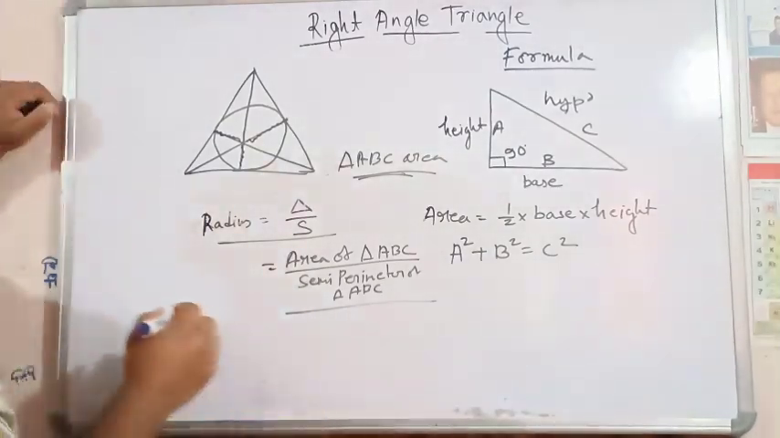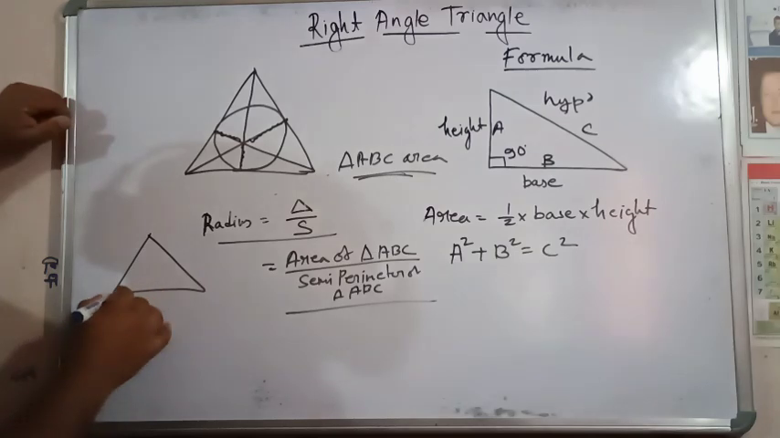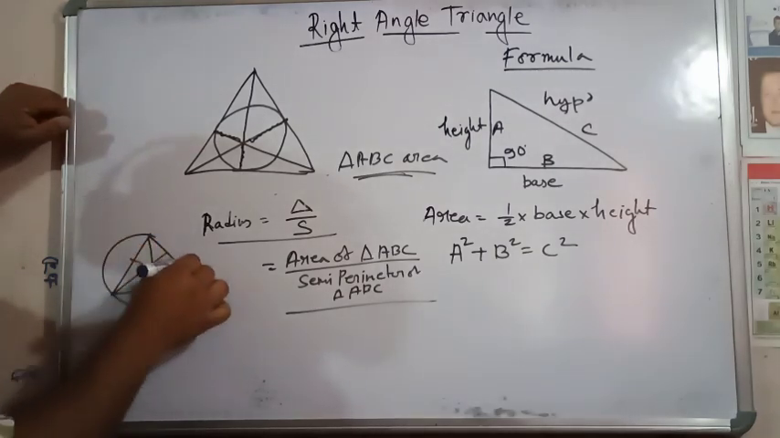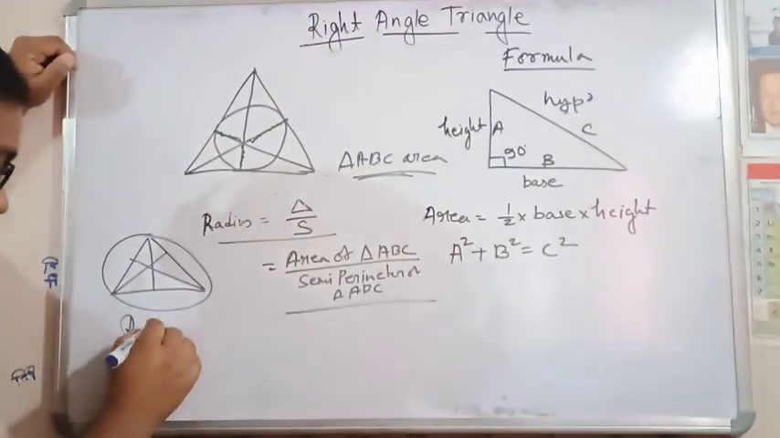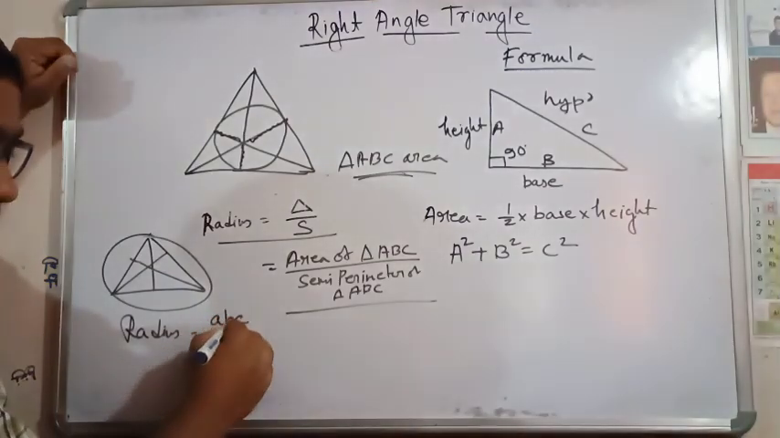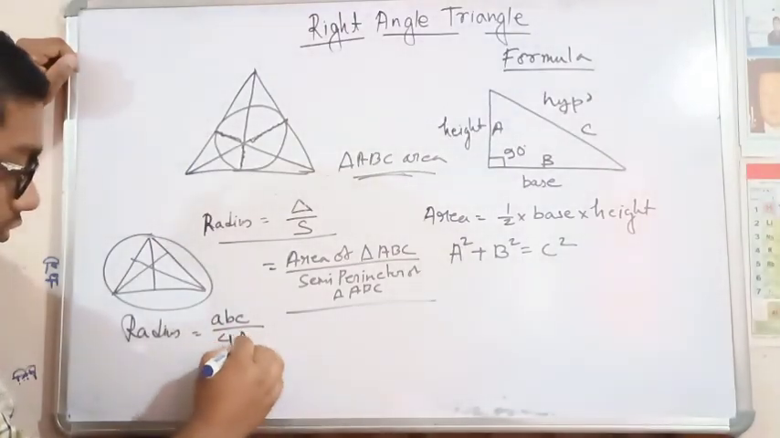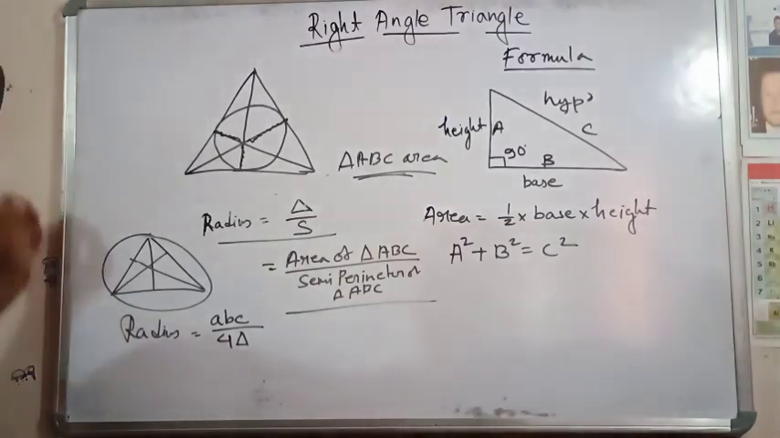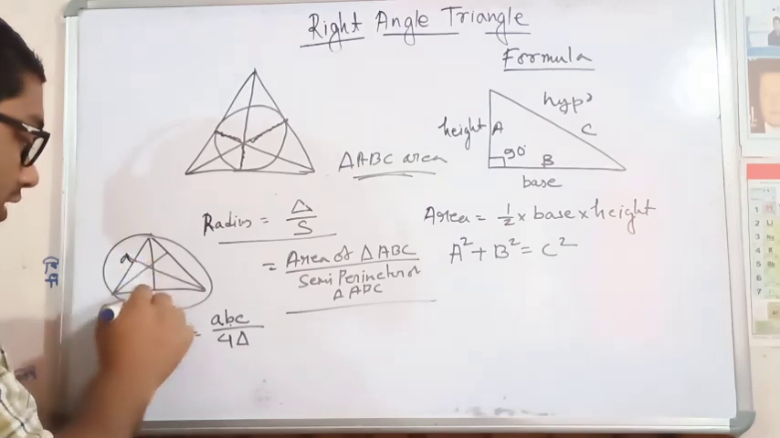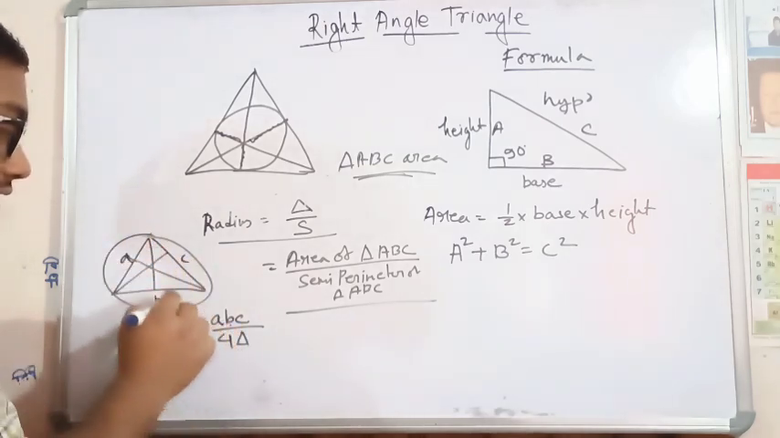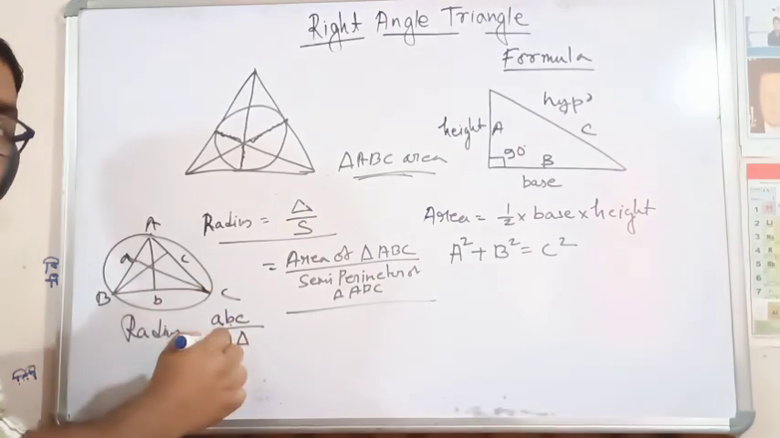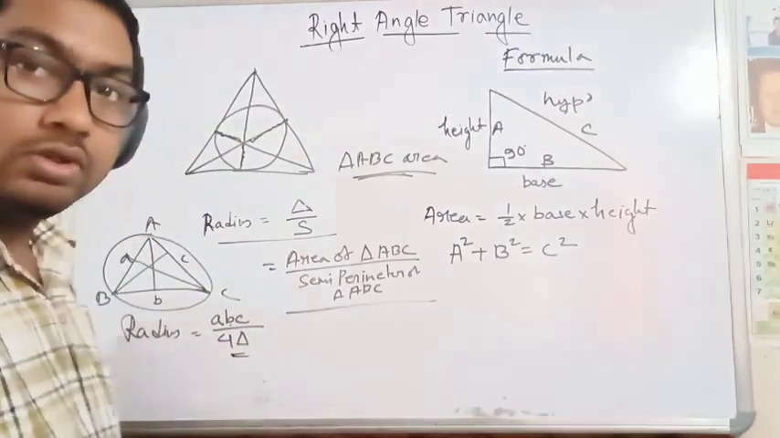When we draw this type of circle outside, the radius of this type of circle would be ABC by 4 into the area of the triangle. When outside, it is A into B into C, where A, B, and C are the lengths of the sides of the triangle, divided by 4 into the area.